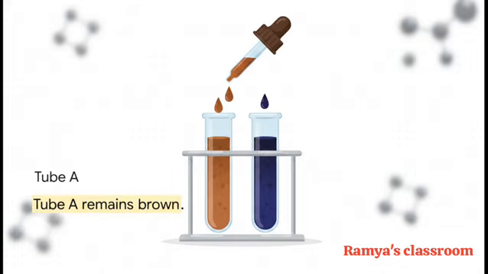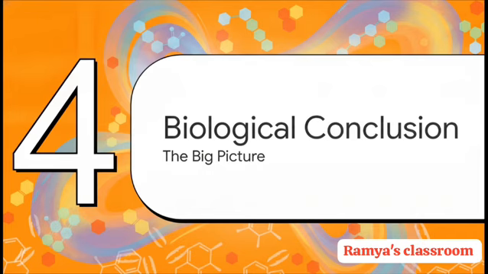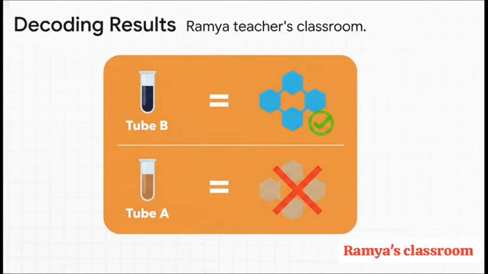And this brilliantly illustrates our results. Just look at that visual contrast. After warming the tubes in our water bath and adding those iodine drops, test tube A has turned a brown color. But test tube B, our handy control tube, has turned a deep, inky blue-black. Which brings us to section 4, the grand biological conclusion. Let's decode this evidence together, shall we?